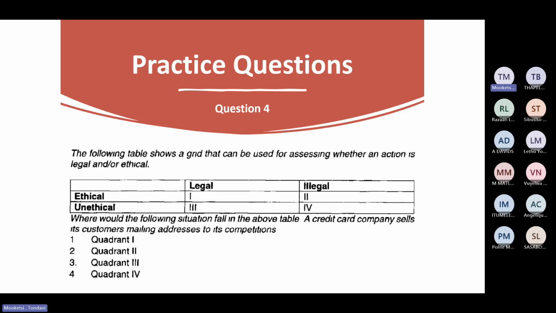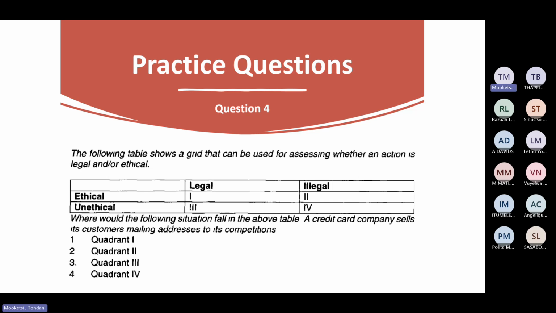So the issue of debt collection is legal because as a consumer, you signed an agreement to make payment, but you have failed to make payment for X number of months, then that company has the right to hand you over to debt collectors to get their money back. But in this situation, the credit card company sells customer data, so that is unethical and it is illegal. So here the answer is option 4. Okay, I hope that clarifies your question. Yes, it does. Thank you. Okay, great.